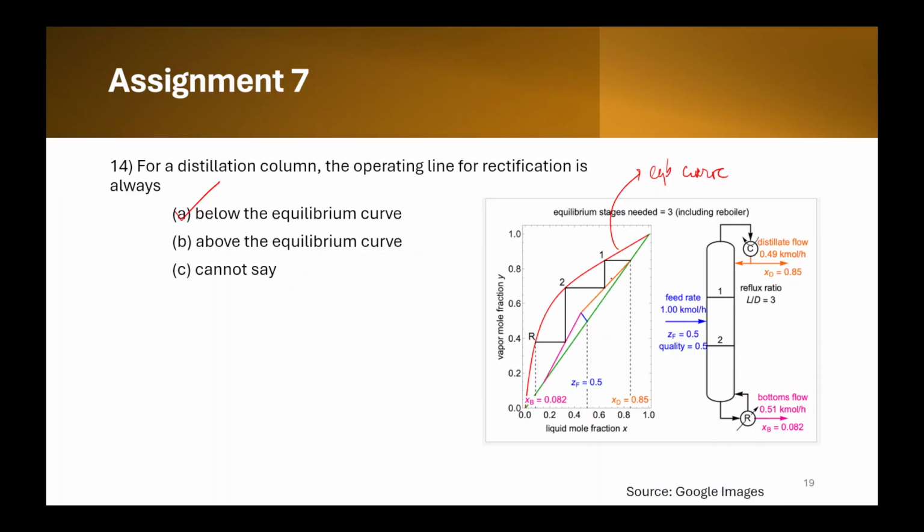And you operate basically below this equilibrium curve itself. So this is the operating line for rectification, and this line is for stripping, and this is the feed line, and it depends on the type of feed that you are putting in.